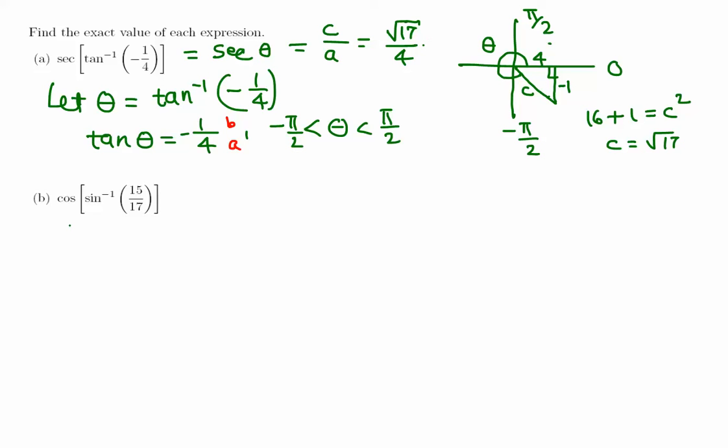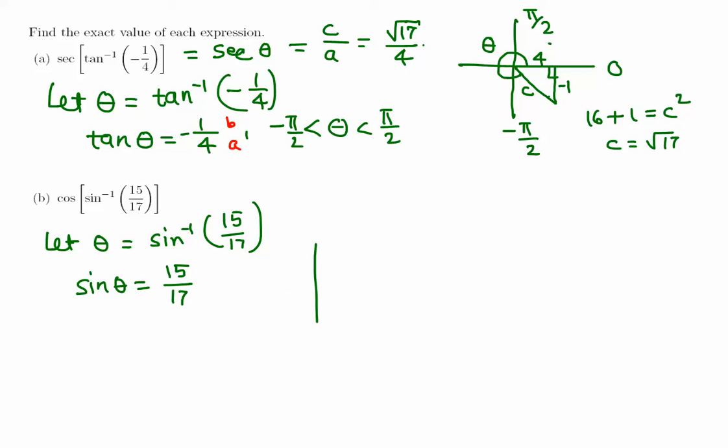Let's do the same thing for part B. In part B, we do a similar thing: sine inverse of 15 over 17. This will be an angle, and we find the cosine of that angle. So we let theta be sine inverse of 15 over 17. That is the same as sine theta equals 15 over 17. It's positive, so it's in the first quadrant.